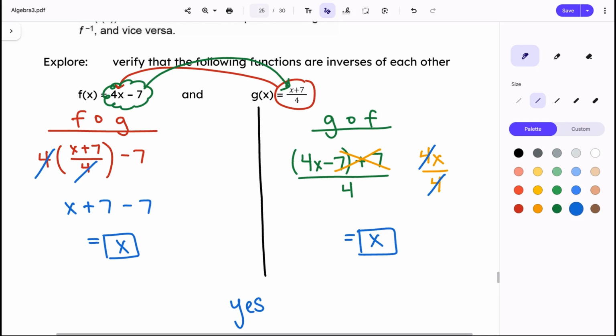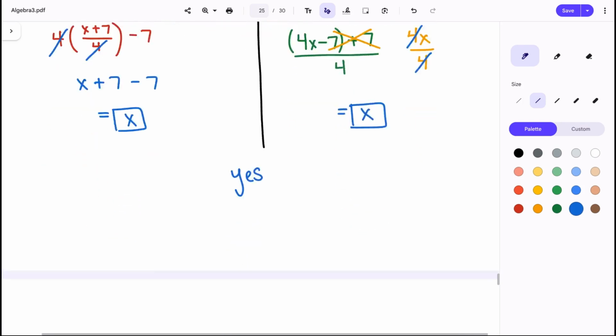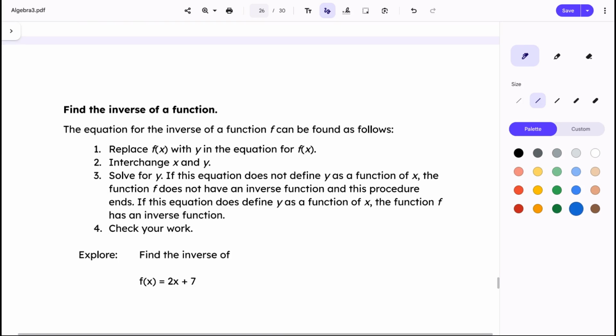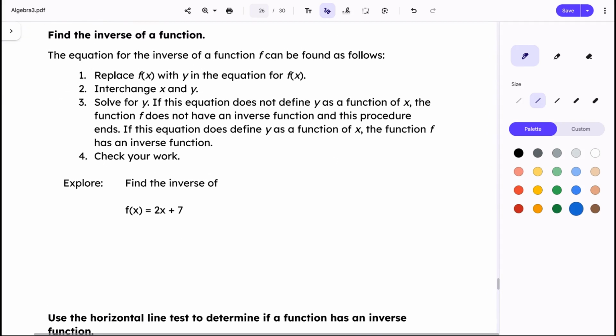Okay, if you guys go to the next page. The next thing we're going to talk about is how would you find the inverse of a function? So not necessarily given two that we're trying to decide if they are inverses of each other, but we're just given one equation and we want to find the inverse of it.